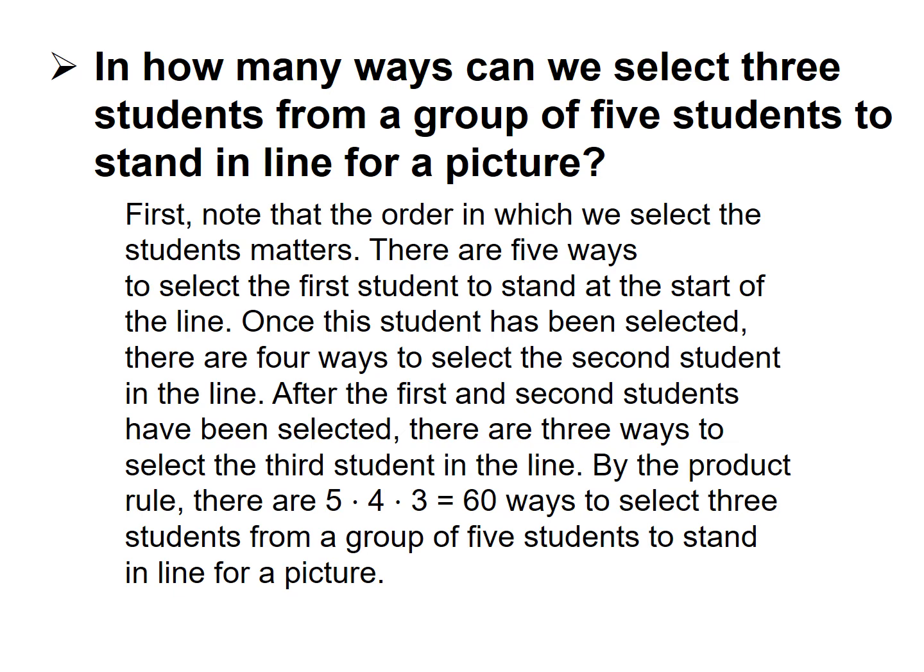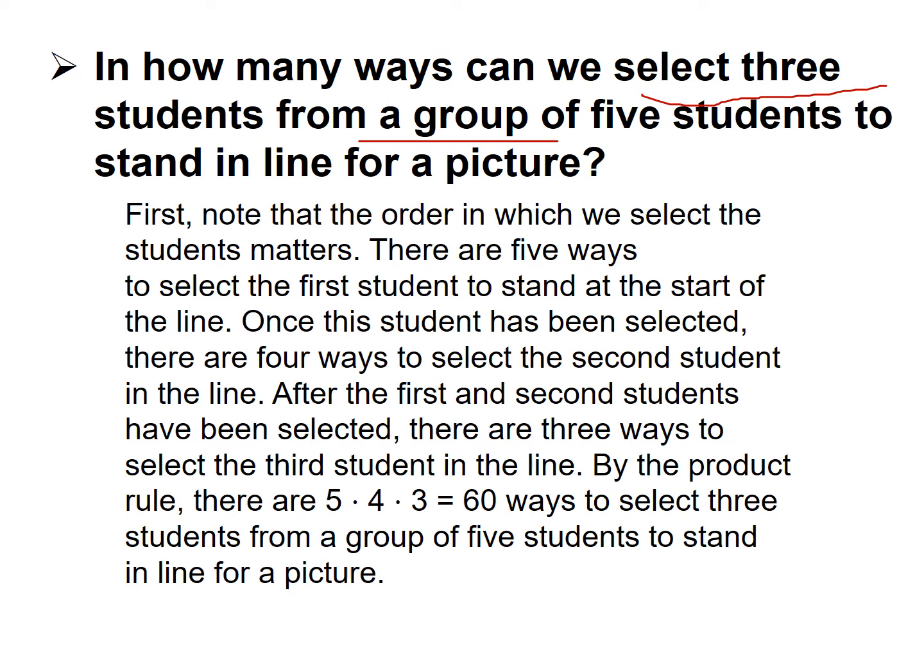Now let us consider the second part of the example, that is, in how many ways can we select 3 students from a group of 5 students to stand in a line for a picture. Here the question is that we need to select 3 students out of those 5 given students and make them stand in a line for a picture. And we have to tell how many ways we can select them.